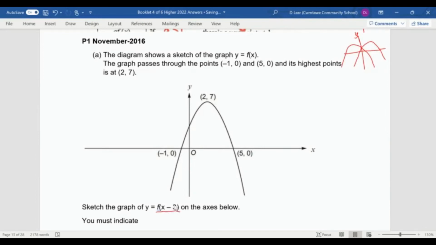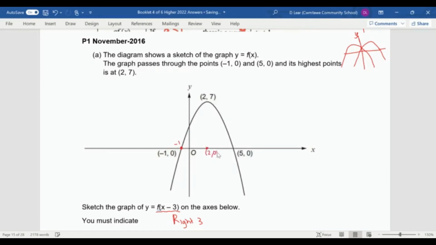The -3 is in the bracket, not out. So it's a left or right movement. And although the minus would suggest left, this is right 3. Because I've been given these 3 coordinates, I'm still sketching, but I have to give the values. I can't just say I'll just move it to the right 3. So what was -1 is going to move 3 over: 0, 1, 2.